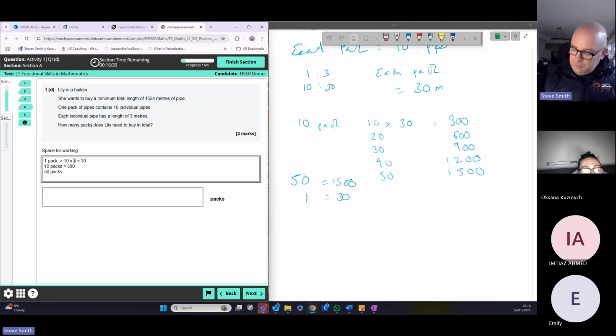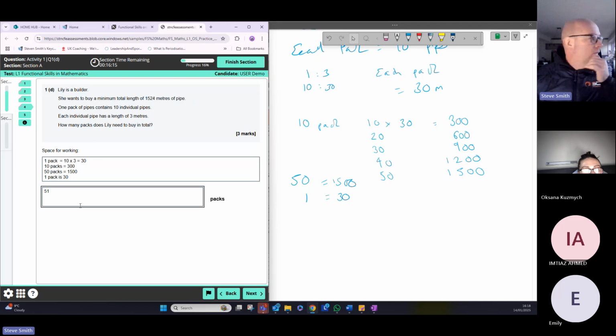equals 1,500. Oh, my dog is still out. I'm thinking it didn't come back in. It's normally jumping around me. And then we need 1 more pack. 1 pack is 30 again. So we need 51 packs. There we go. She's eating something in the garden. Hopefully nothing she shouldn't.